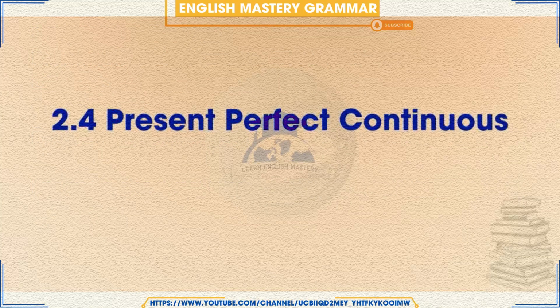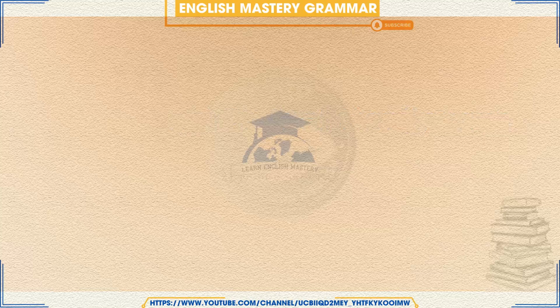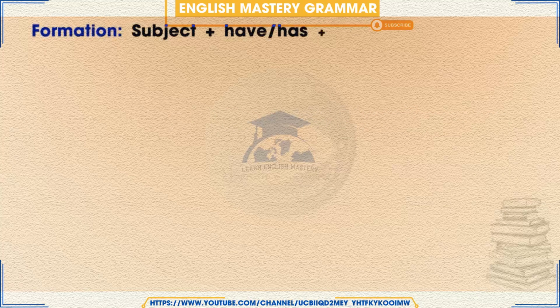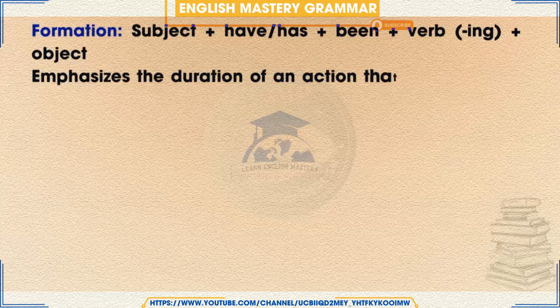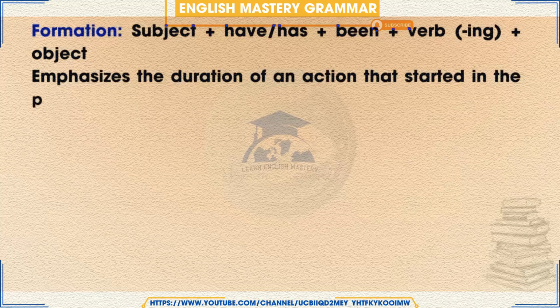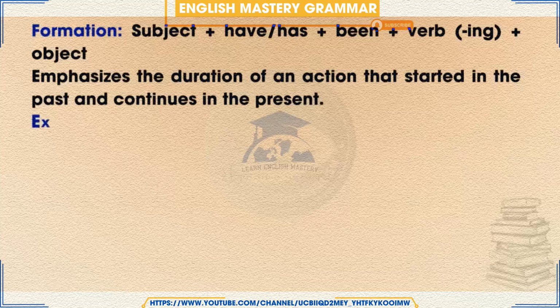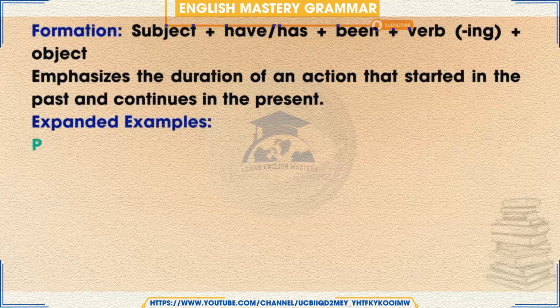2.4 Present perfect continuous. Formation: Subject plus have/has plus been plus verb-ing plus object. Emphasizes the duration of an action that started in the past and continues in the present.